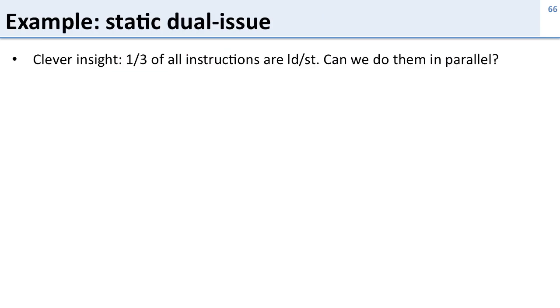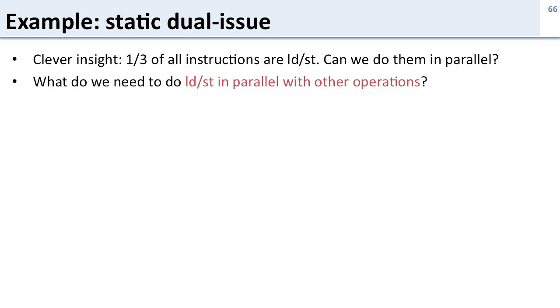So let's take a look at a simple example here. This is what's known as a static dual issue pipeline. And what we're going to do is we're going to remember that 1/3 of all of our instructions are loads and stores. And we're going to figure out, can we do those loads and stores in parallel with other instructions? If we can, 1/3 of the time we're going to get better speed up.